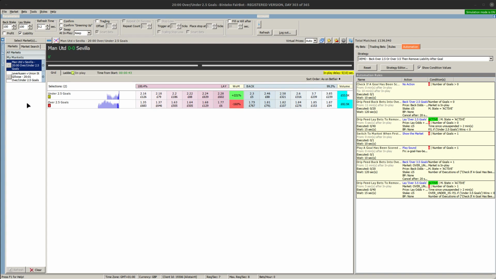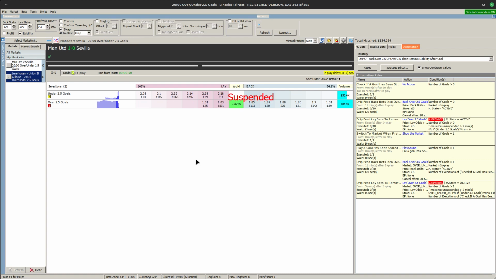Okay, you can see we're off and running now at Manchester. And the Leverkusen game has just kicked off as well. So it's just a case of sitting and waiting for the goal to come in. A goal has been scored. Looks like Manchester United have just scored after not very many minutes.